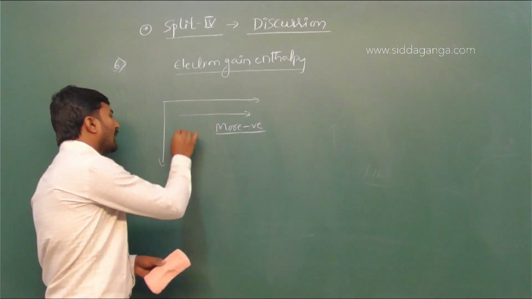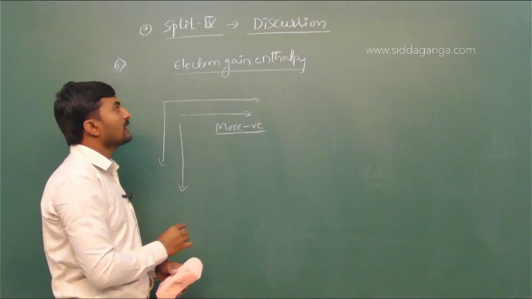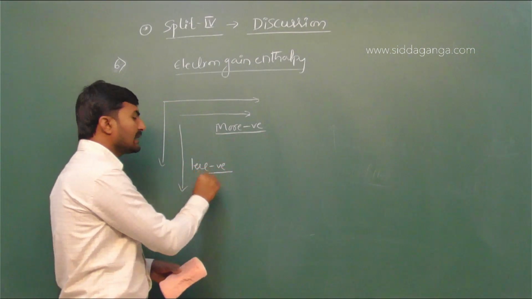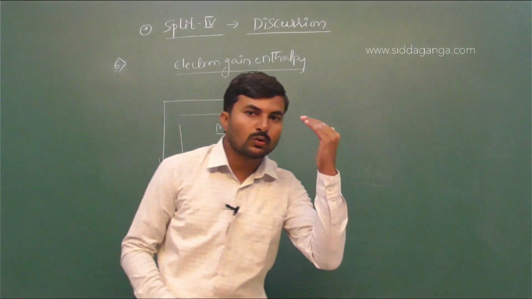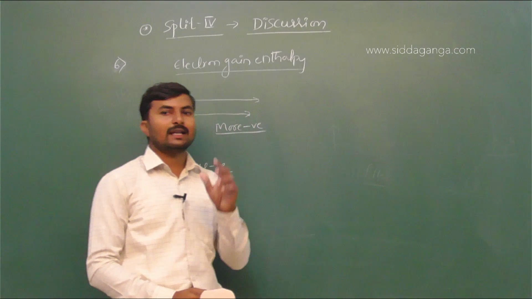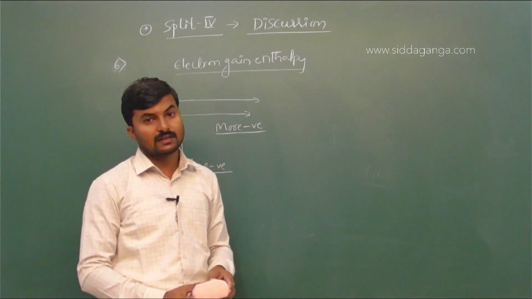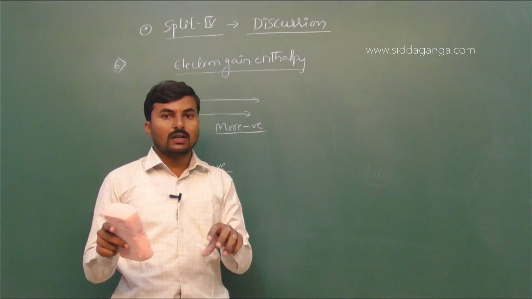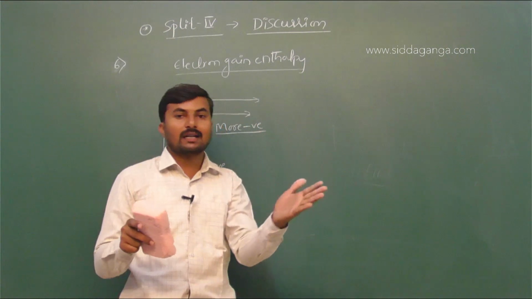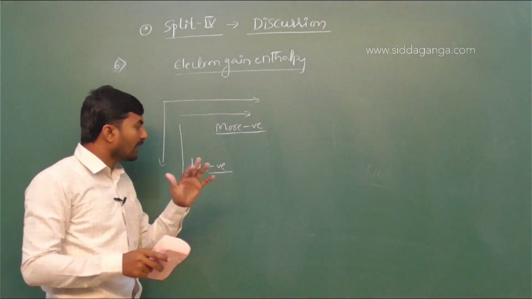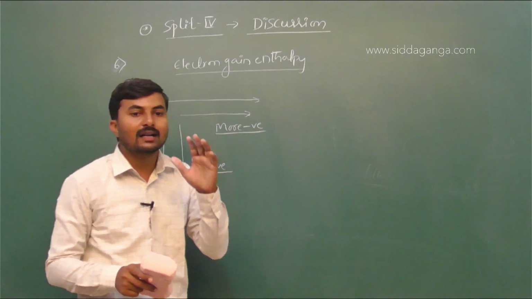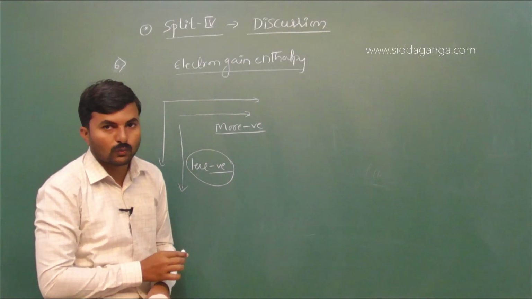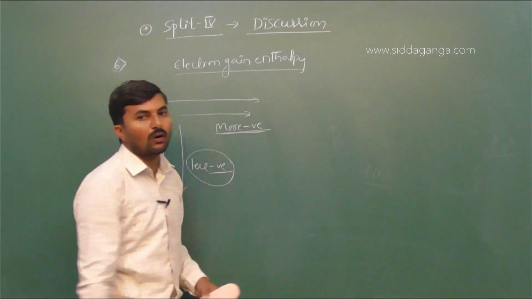And at the same time, as we move down the group, electron gain enthalpy becomes less negative. Why is it less negative? Because as we move down the group, the number of shells increases. When the number of shells increases, the effective nuclear charge of the nucleus over the electron is reduced. When it reduces, the electron accepting tendency reduces. That is why electron gain enthalpy becomes less negative down the group, and more negative along a period.